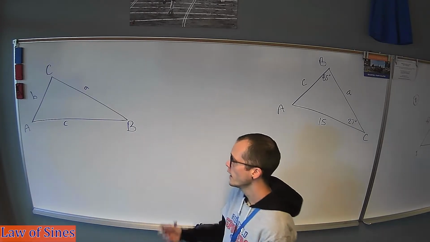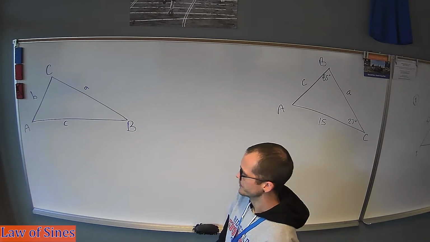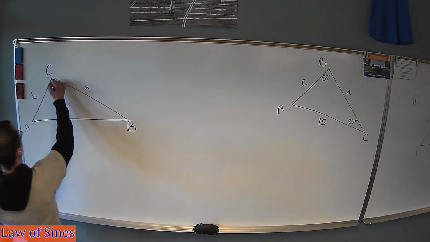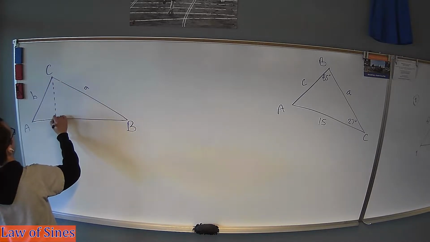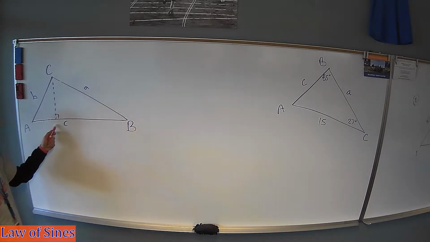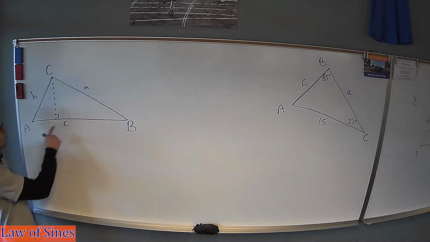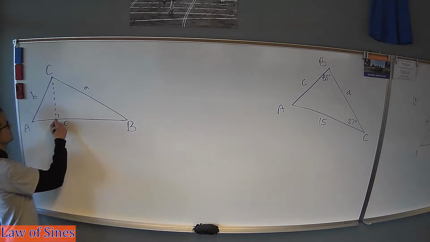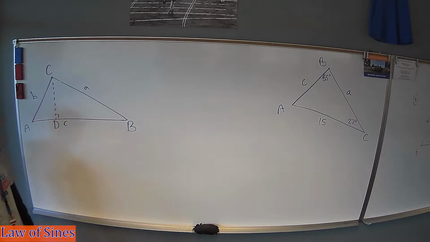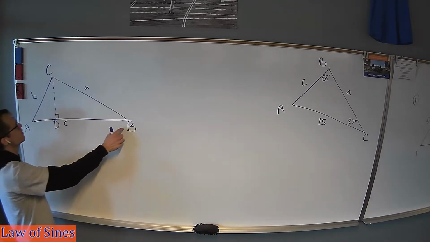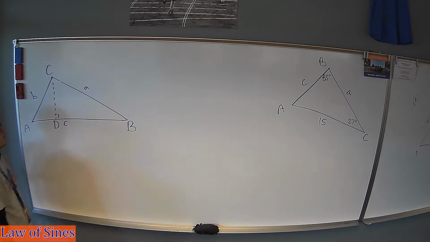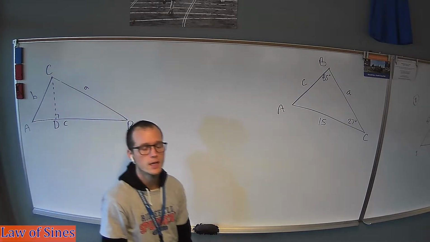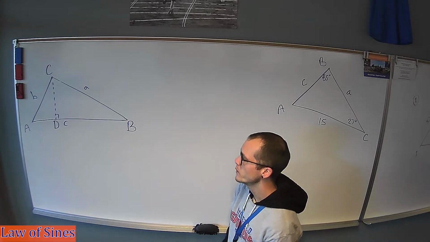Okay, so I am looking at this thing, and I'm noticing I could drop in an altitude from vertex C to the other side, making a right angle. And what this does is if I label this point D, I now have two right triangles. I have triangle ADC and I have triangle BDC. So I'm going to look at those two triangles separately and just see what we can see here.